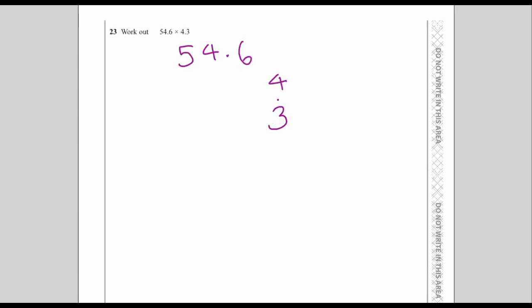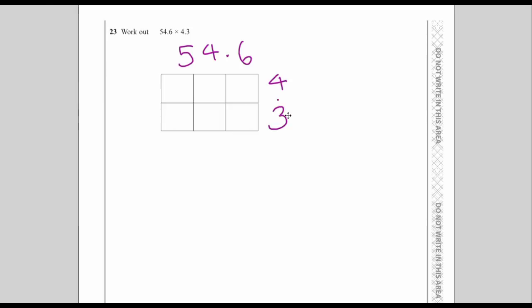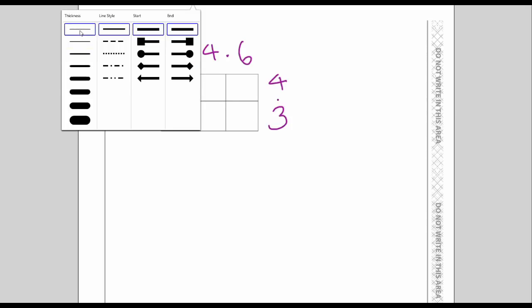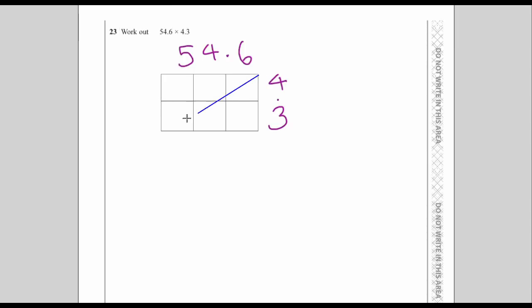And now we need to draw out a nice neat grid. So a nice neat grid, 3 by 2, because it's 3 digit by 2 digit. And now for Chinese lattice method, we actually want to go across, diagonal through these, okay, like so.